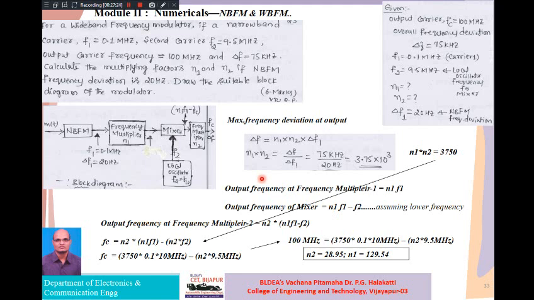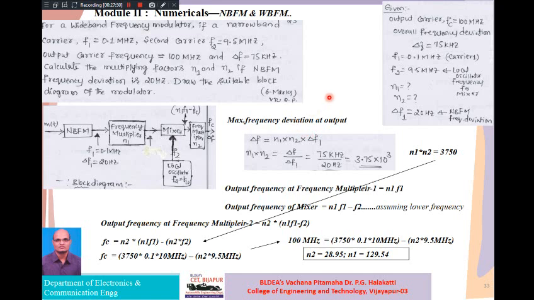So this is a very important part I have covered today, that is indirect method generation of FM, or Armstrong method, where NBFM will be first implemented by using message signal and phase modulator and integrator, and this NBFM will be used along with the multiplier to zoom in or zoom out to get the wideband frequency modulated signal.